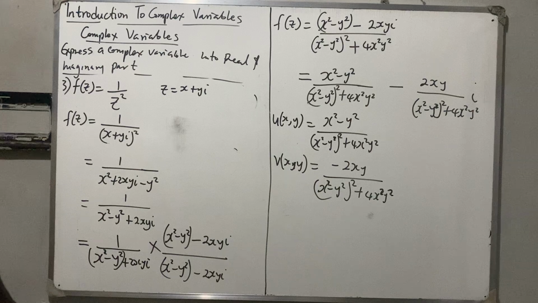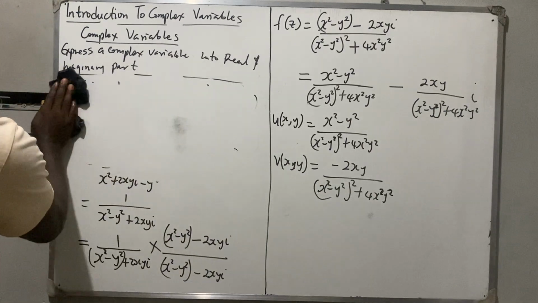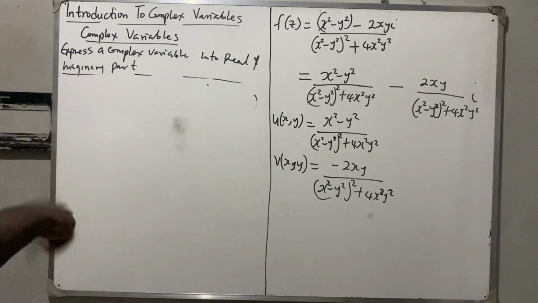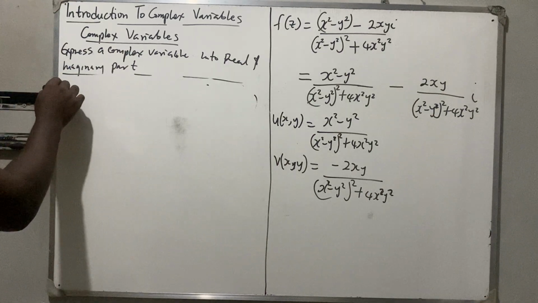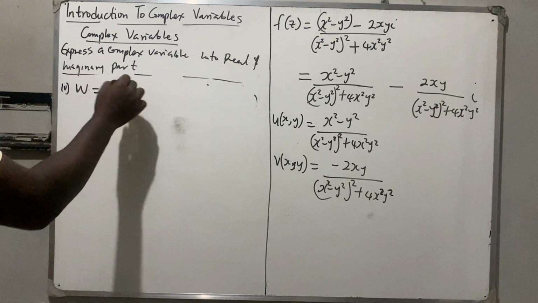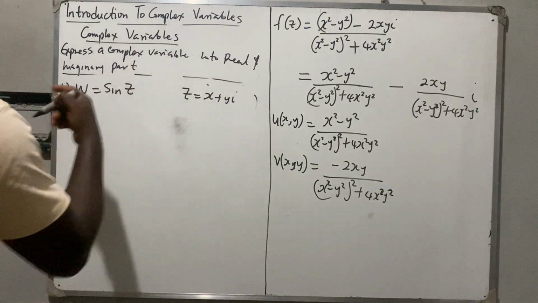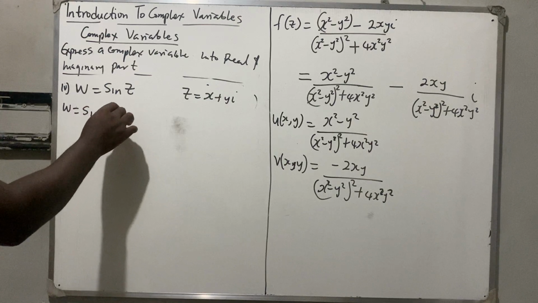So we move to the next question. Okay, question number 4 rather. Question number 4 said that W is equal to sine Z. Don't forget that your Z is equal to x plus yi. So if I put it here, I will be getting that W is equal to sine of x plus yi.